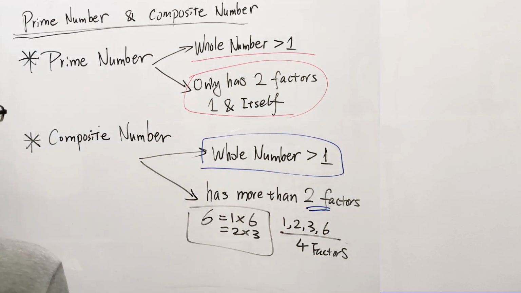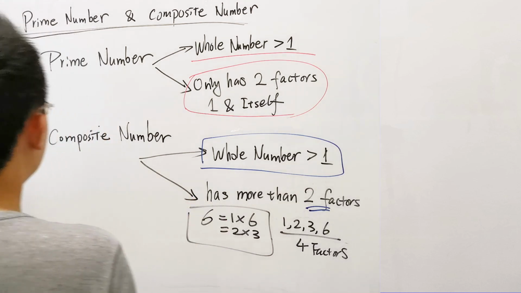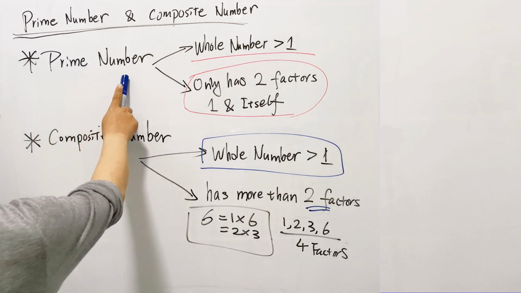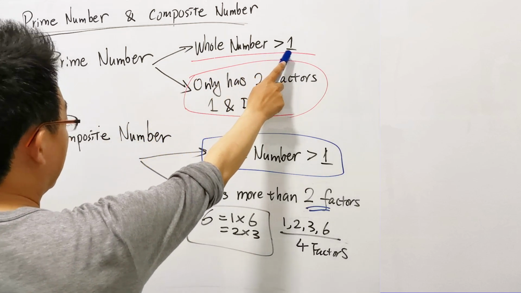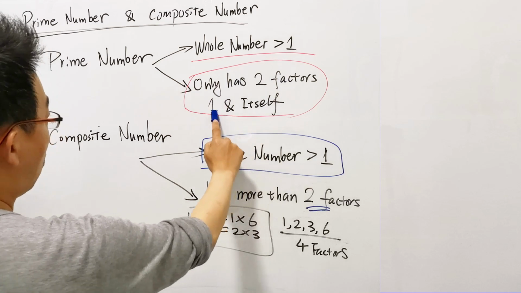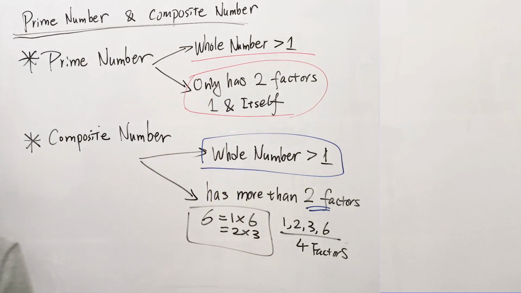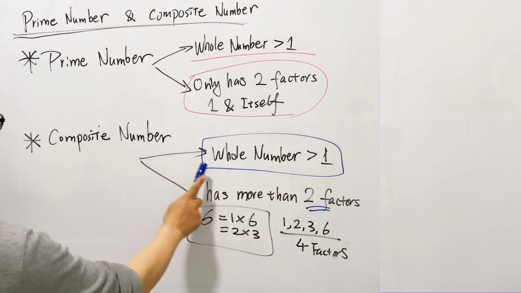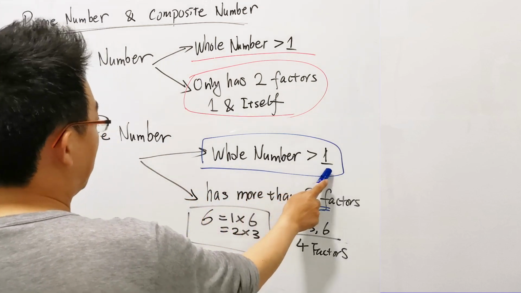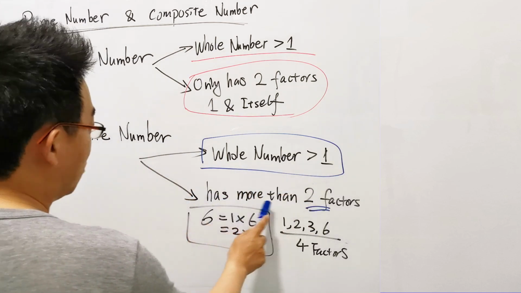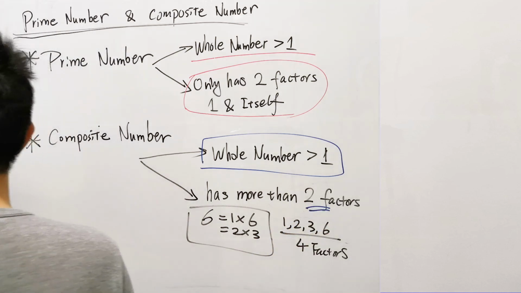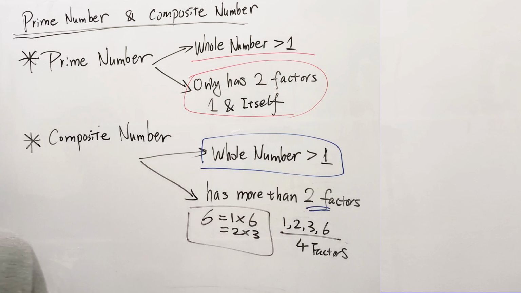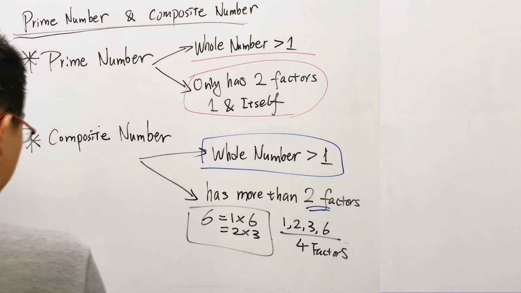So let's compare these two. A prime number is a whole number greater than 1 and only has 2 factors, 1 and itself. A composite number is also a whole number greater than 1, but it has more than 2 factors. So that's the difference. Also take note of one more thing.